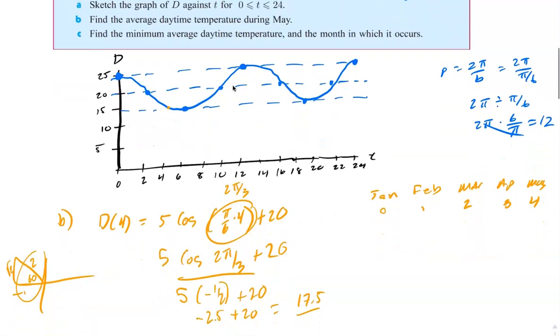And you couldn't see that because I always do that. I am sorry. Anyway, that's the average temperature of May.